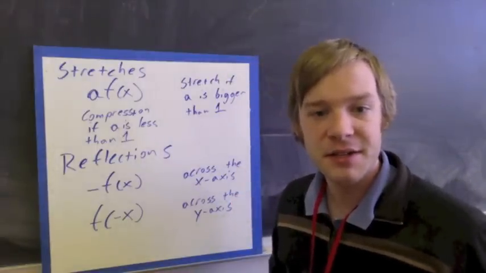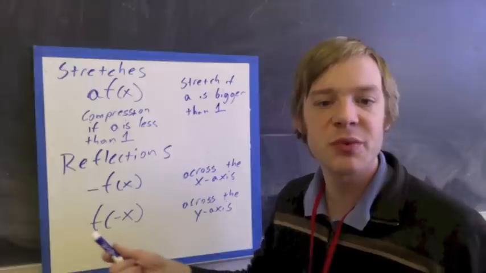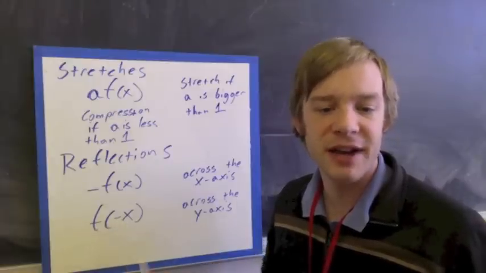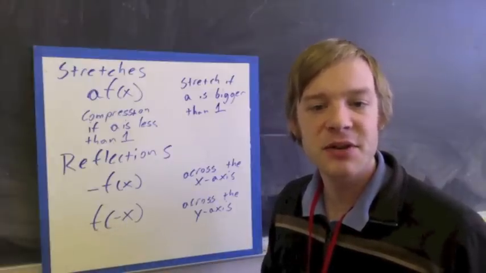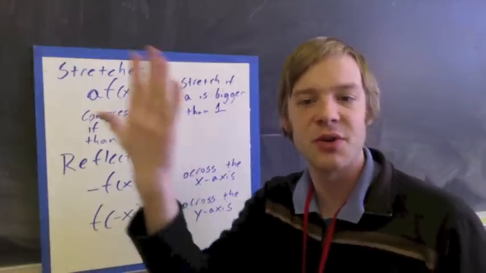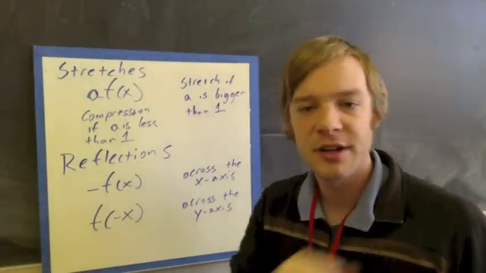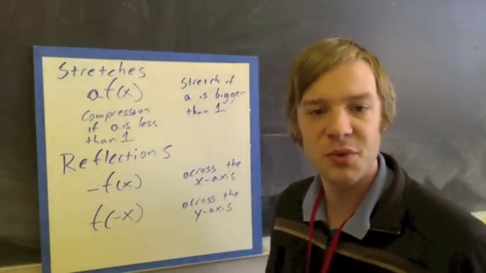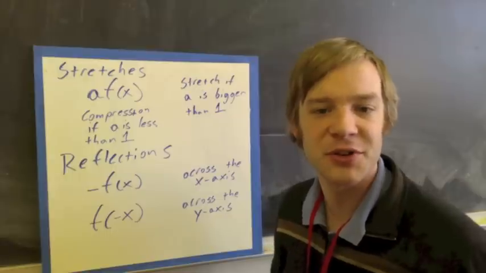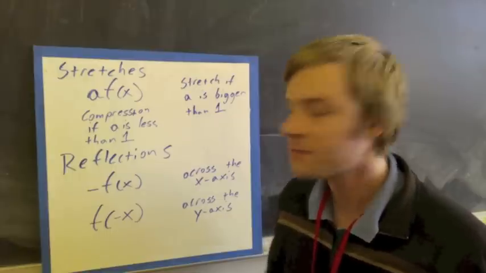The second type of reflection that we have is when we plug in a negative x inside of our function, and this is a reflection across the y-axis. So this is going to flip side to side. So if it starts over here, it would flip over here. And this is what we call a reflection across the y-axis.